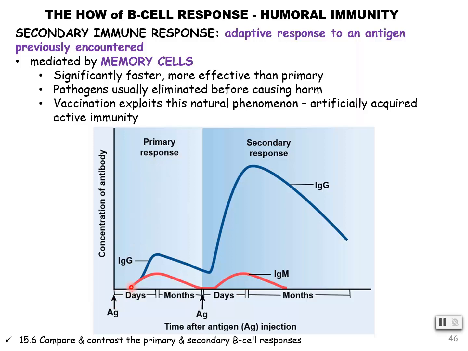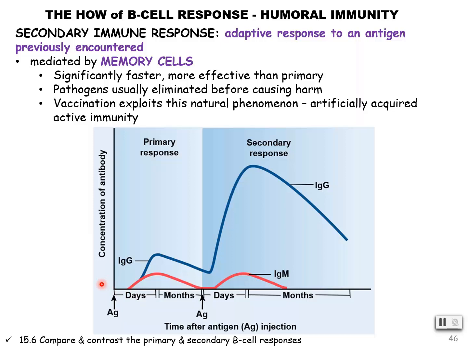Notice in the primary response that there is a lag period, where you see nothing is happening. On this axis, we're looking at concentration of antibodies, so you see nothing right there. That's called the lag period, and that is because this antigen has been introduced.